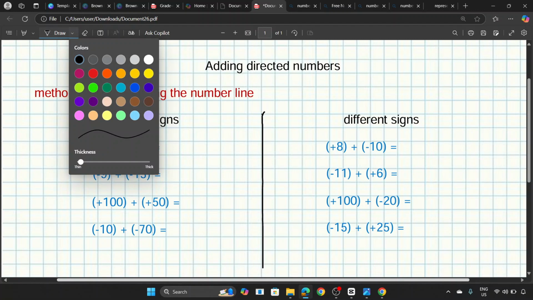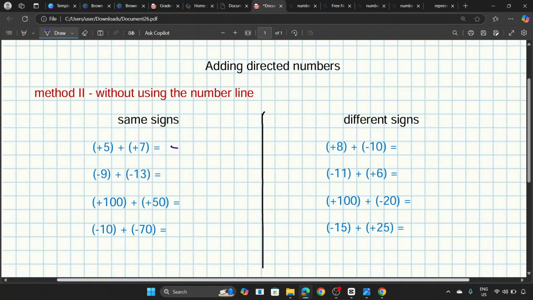So we can write this sign as positive without considering anything. If the two signs are the same, you have to put that sign, whether it is negative or positive. Just write the sign of the two numbers. Then you have to add these numbers without considering the sign. Just consider the size or magnitude. 5 plus 7, what is the answer going to be? Yes, it is 12.